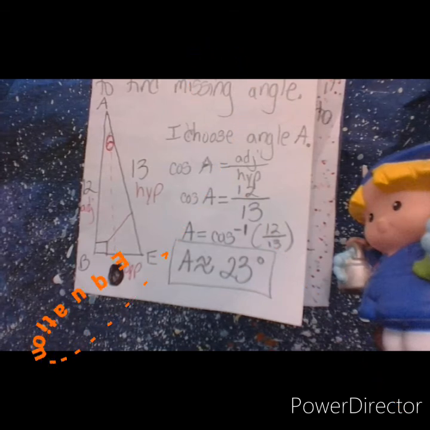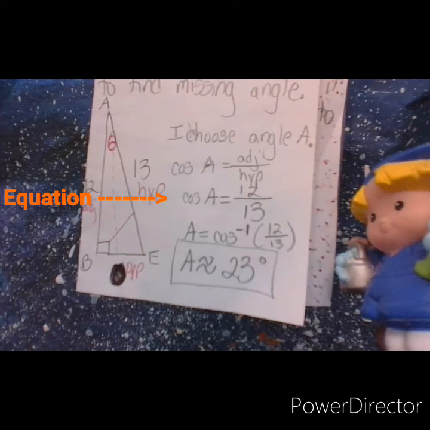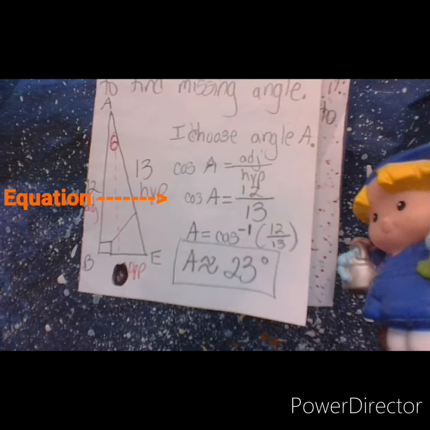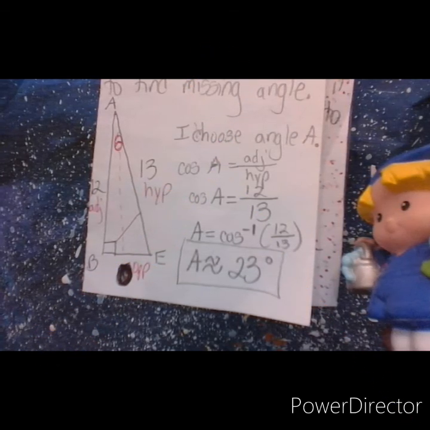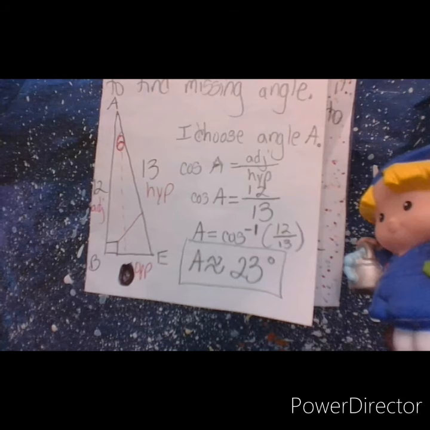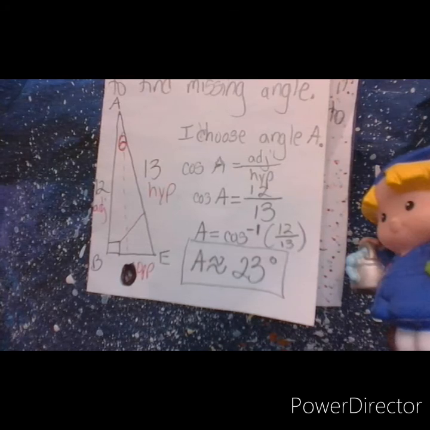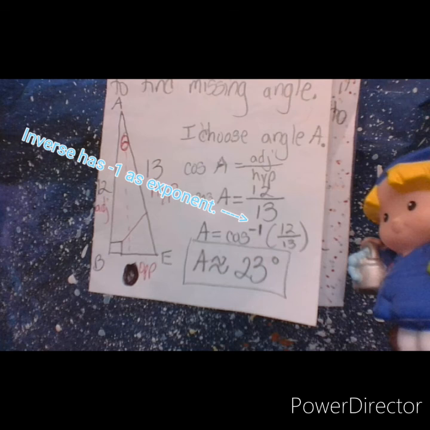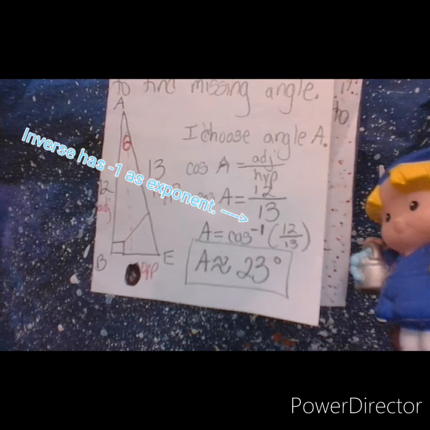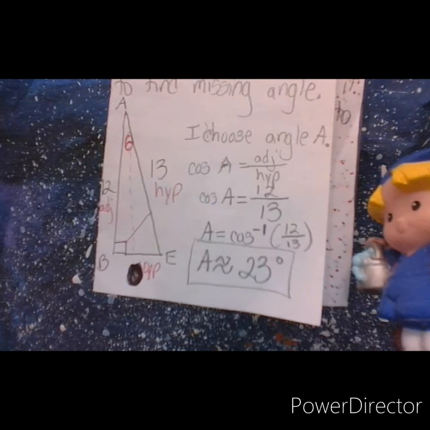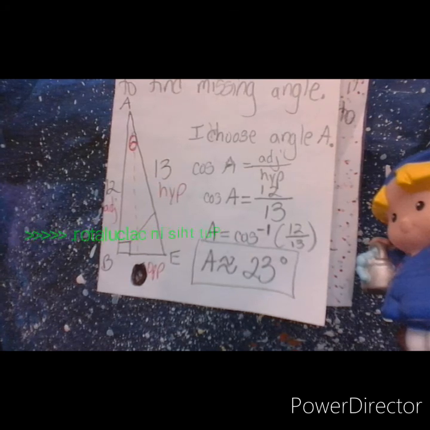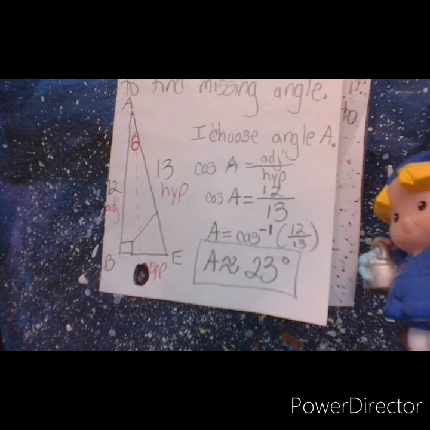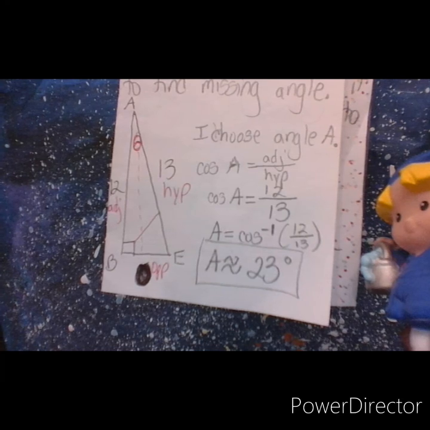Now, let's put in the equation. Cosine theta, which I don't know, equals adjacent 12 over hypotenuse. When looking for an angle, you always use the trig inverse. So we have cosine. We're going to use cosine inverse with the ratio 12 over 13. Put that in the calculator. We're going to get an irrational number. We're going to round it and get about 23 degrees for that missing angle.